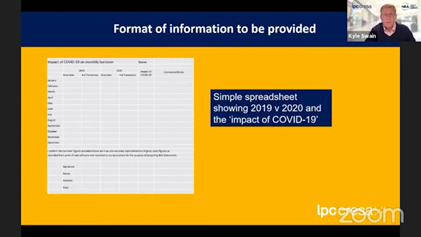It's got gross sales and transactions, and a column where we can calculate the impact of COVID-19 as a percentage, and that will directly relate to the amount of rent relief that we're seeking from the landlord, either month to month, or as an example of the forecast impact over a period, which would then later be reconciled. Obviously, they would want you to sign that as true and accurate information, and we would see that as really the only document that should be considered in the initial rent negotiations.